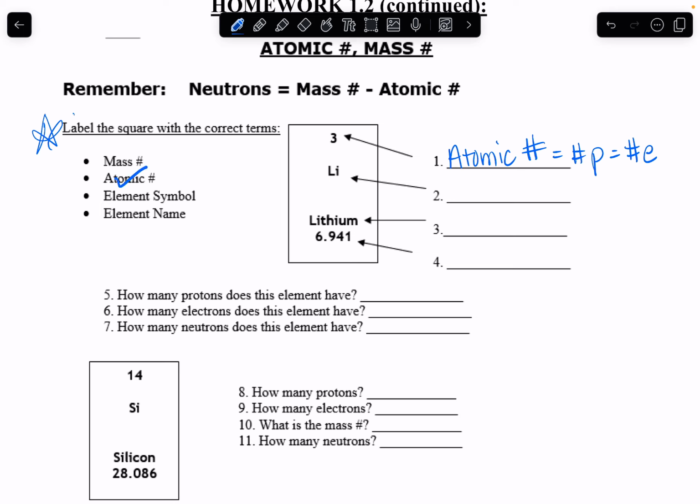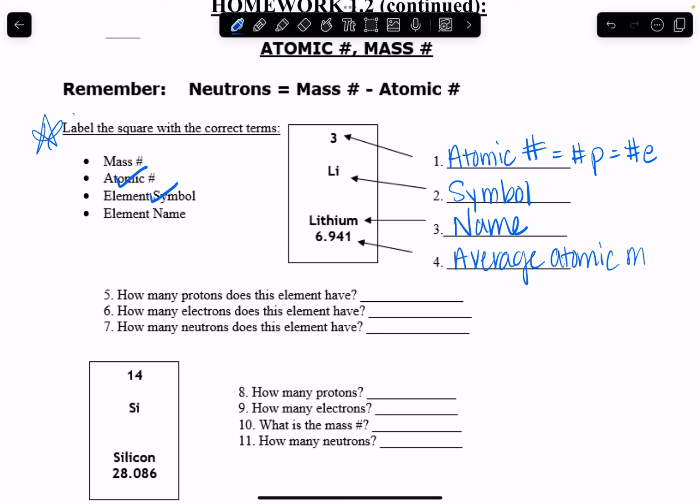The second thing I see here is my symbol. All right, so there's my symbol. The next thing I see is my name. And then the last part down here with the decimal is my average atomic mass. Okay, I know it says mass number over here, but technically my mass number is the rounded version, so we're going to write that as its correct name.